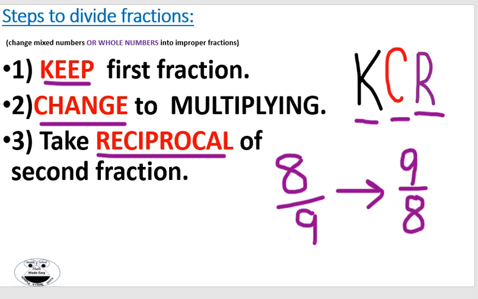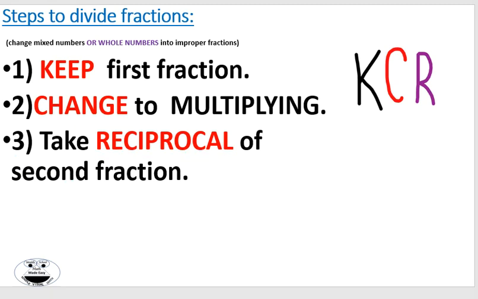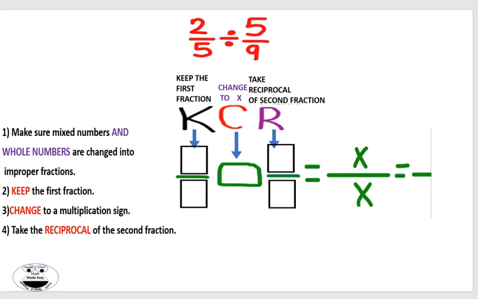Okay, let's jump right into an example. Let me erase this. Okay, let's see. So here is an example, and I have used visuals and steps here to help students. So this says KCR. The first thing you want to do is write KCR under the fraction, the division symbol, and the next fraction. And then K stands for keep the first fraction, so we're just going to put the 2/5 here. We're not going to do anything to it.